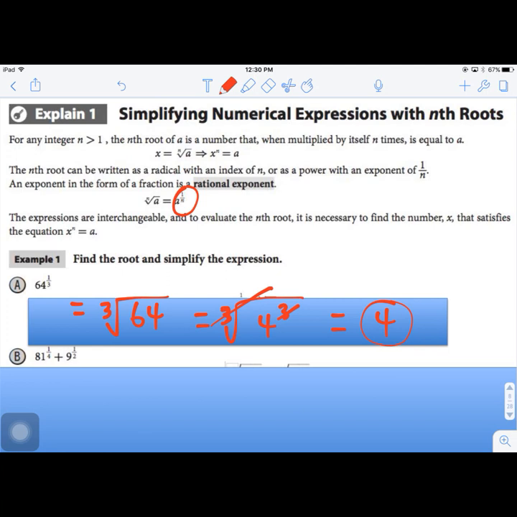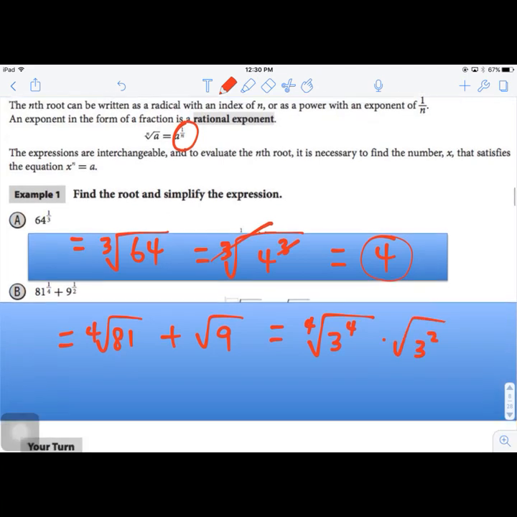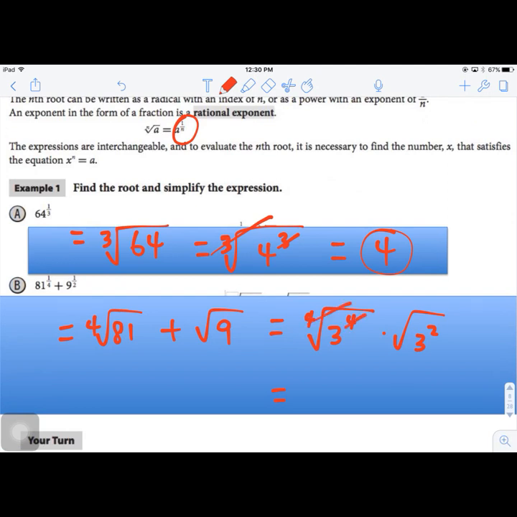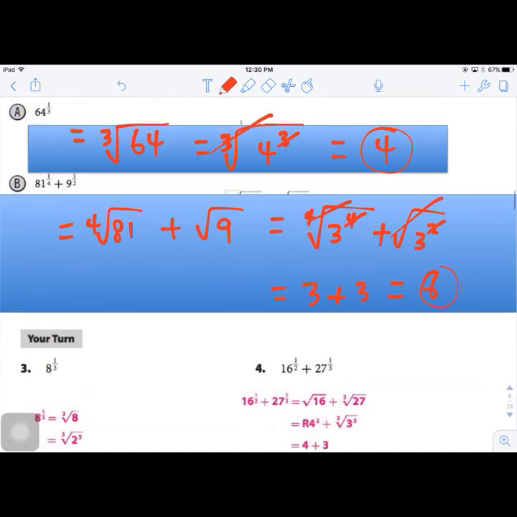In the next example, we have the 4th root of 81 plus the square root of 9 written in radical form. We can rewrite 81 as 3 to the 4th power, and the square root of 9 can be written as 3 squared. We can simplify the 4th root and the 4th power into 3, and the square root also cancels out the square. So we have 3 plus 3, which is 6. The final answer here is 6.